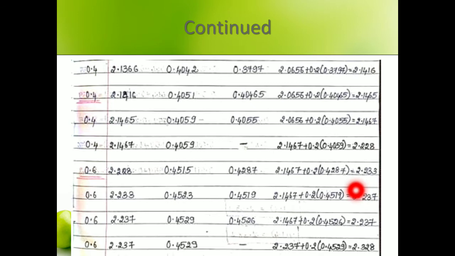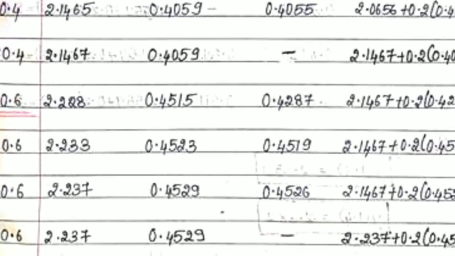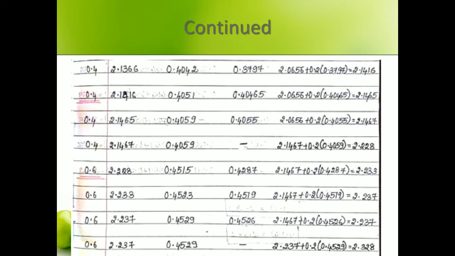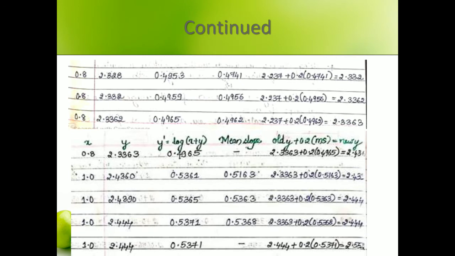You can change the iteration here by taking this new y value 2.237, the y dash is 0.4529 and your new y value will be equal to 2.328. You can change the iteration by taking 0.8. So when you take 0.8, your new y value will be 2.8328, y dash is 0.4953, mean slope is 0.4741 and your new y value will be 2.332. Carry that in the next iteration.